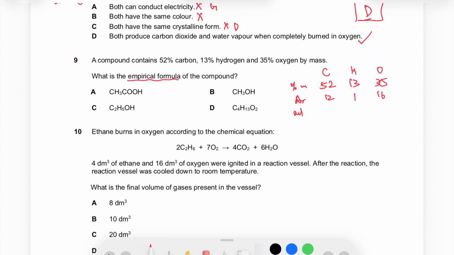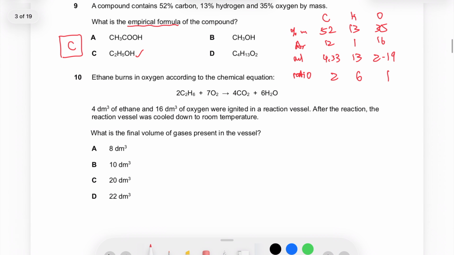So it's 52 divided by 12. So you get 4.33. 13 divided by 1 is 13. 35 divided by 16, you get 2.19. Okay, then you go for the simplest ratio, so everyone divide by 2.19, so 13 divided by 2.19, you get closest is 6. Okay, so you need 2 carbon, 6 hydrogen, and 1 oxygen. So let's look at it. The answer will be C. Okay.